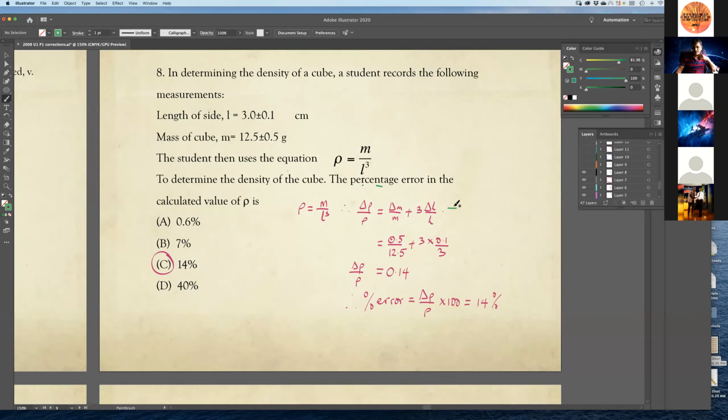This equation, last day I did the percentage error equation. Today I'm writing the one that we normally write, which is the fractional error equation.